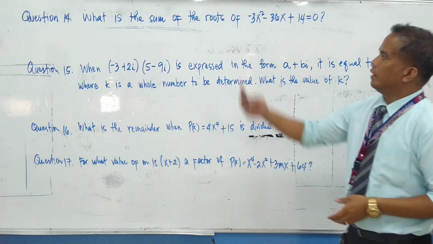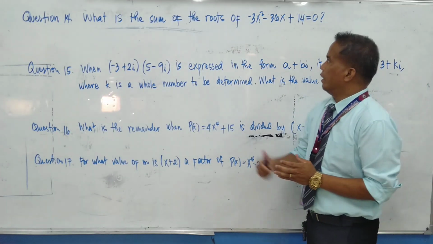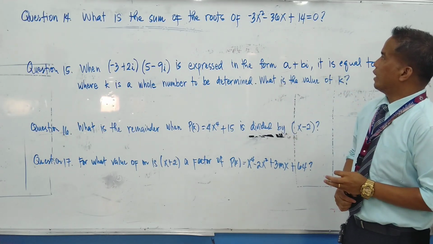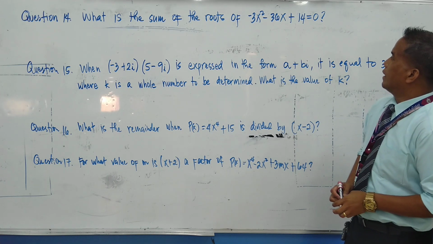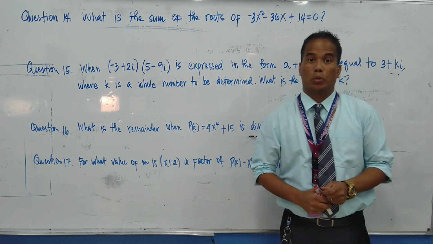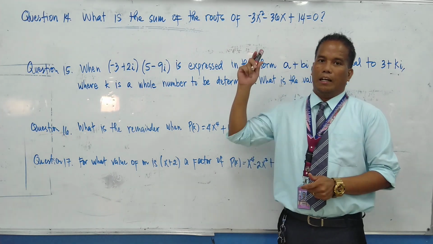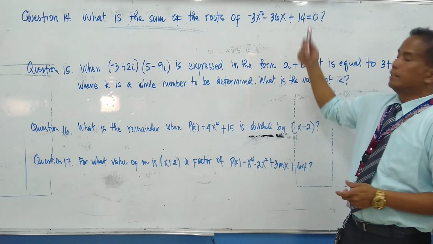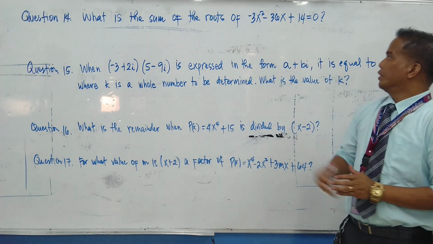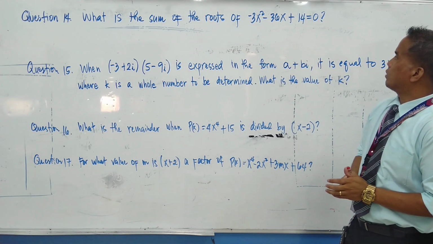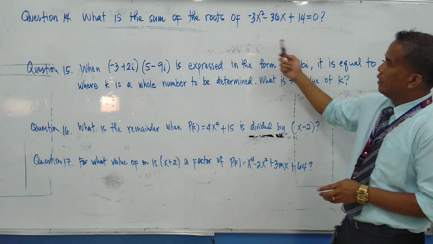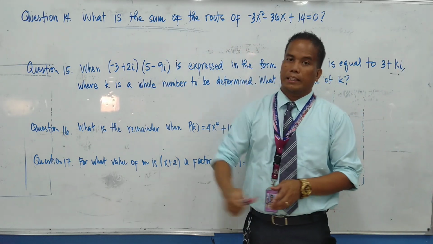What is the sum of the roots of negative 3x squared minus 36x plus 14 is equals to 0. So this is a quadratic equation. So we have now negative 3x squared minus 36x plus 14 equals 0. Then we are asked to find the sum.